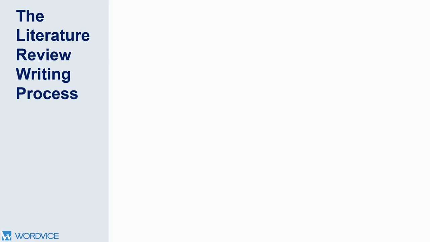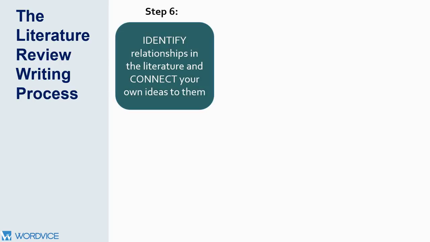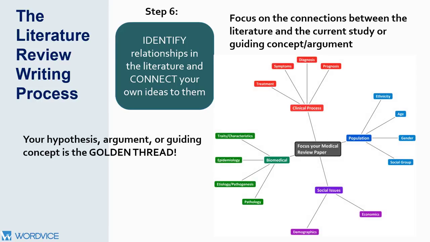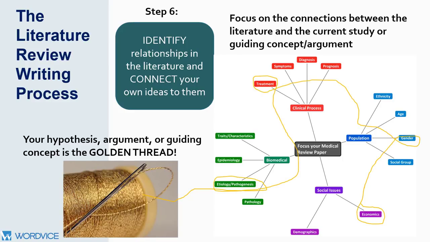The final step in the literature review process is to identify relationships in the literature and develop and connect your own ideas to them. This is essentially the same as the previous step, but focus on the connections between the literature and the current study or guiding concepts or arguments in the paper, not only the connections between the works themselves. Examining these concepts is almost like doing a study in itself, pointing to the most important information from previous studies and drawing possible conclusions from the results of these works. Your hypothesis, argument, or guiding concept is the golden thread that will ultimately tie the works together and give them the importance they wouldn't have had outside of your literature review.